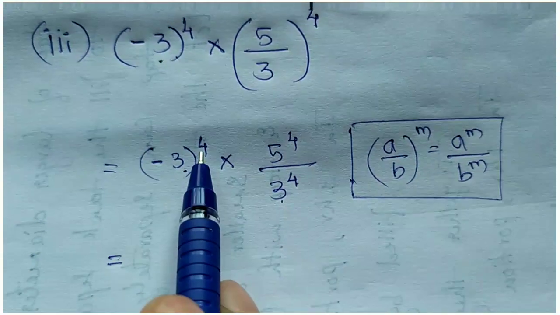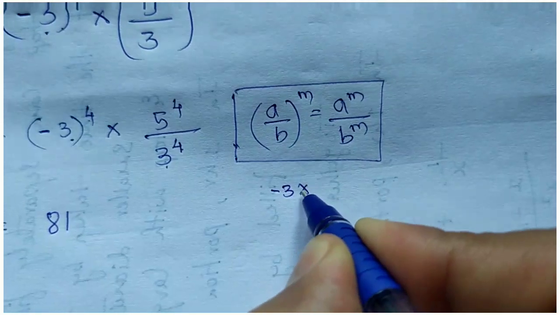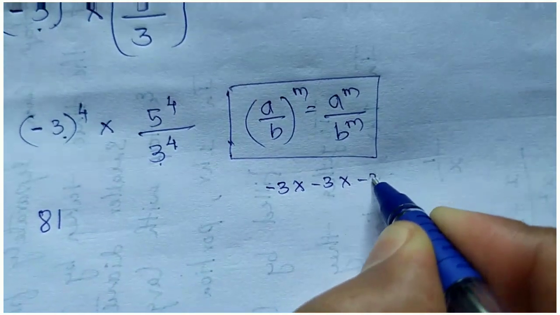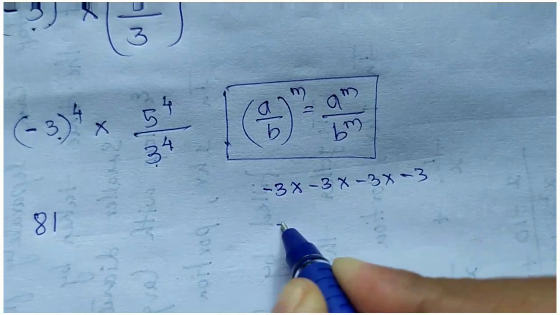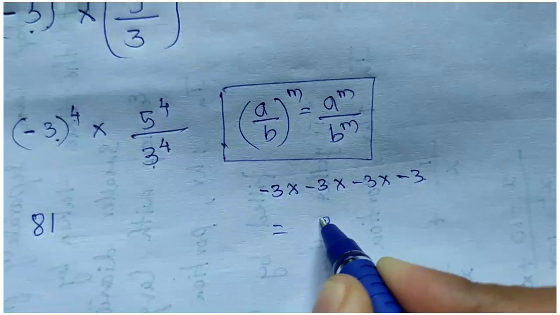Minus 3 power 4, how to solve this one? Minus 3 into minus 3 into minus 3 into minus 3. Okay, 3 3 is 9, 9 3 is 27, 27 3 is 81.